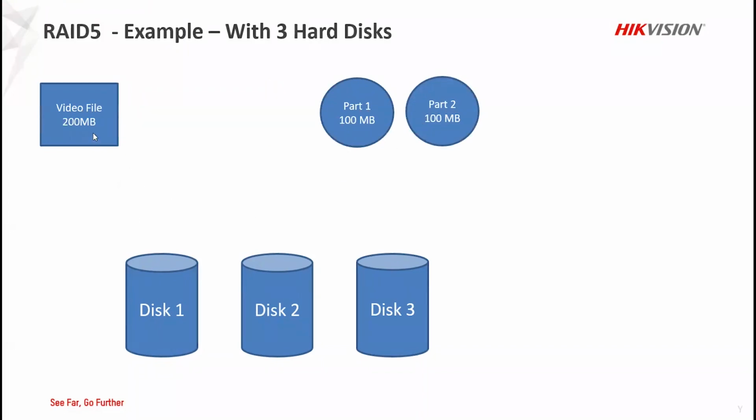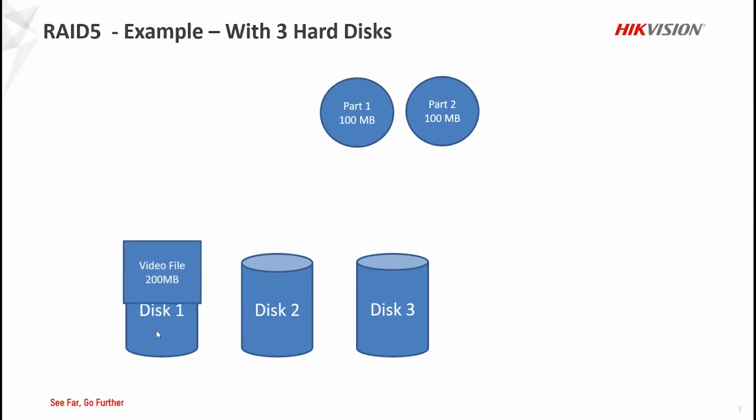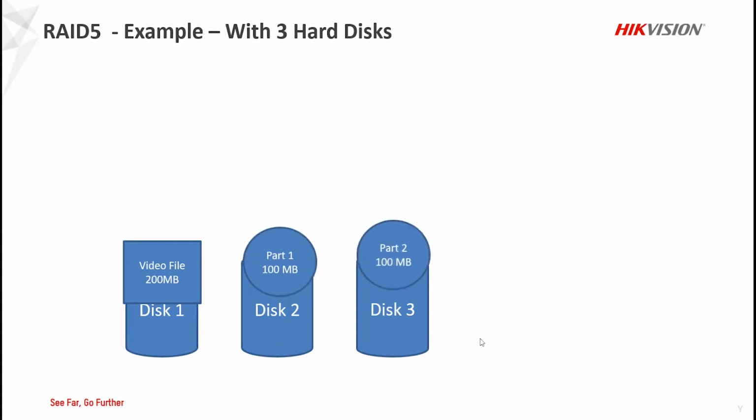Now the system has the complete video file and the 2 split parts. For the parity disk, which stores the total file, it will store the total file in disk 1. So now the parity is disk 1. Then part 1 goes to disk 2, and part 2 goes to disk 3. Fine. Now what will happen?